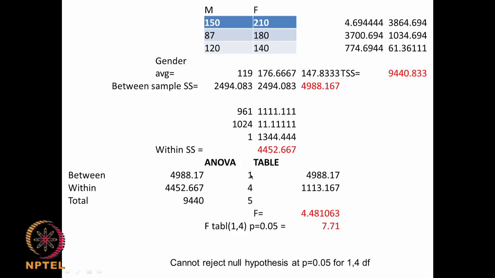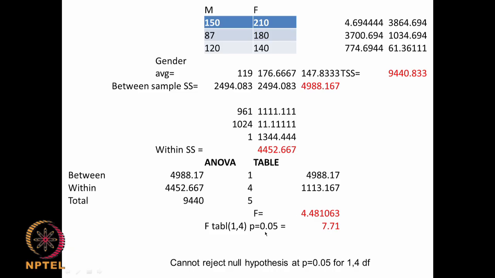And then degrees of freedom, like I said, there are male and female. So 1 degree of freedom for groups, and for total 6 data points, so 5 degrees of freedom. So within will come to 5 minus 1, which is 4. Now mean sum of squares: 4988 divided by 1, 4452 divided by 4, that gives you this. Now the F ratio is between divided by within. Within is an indication of error. So it comes out to be 4.481. Okay, it comes out to be 4.481.